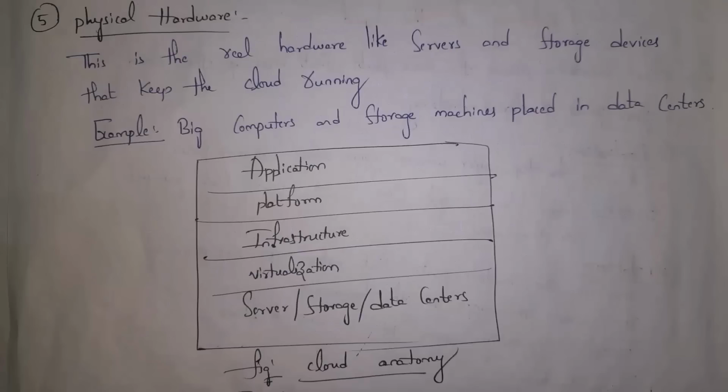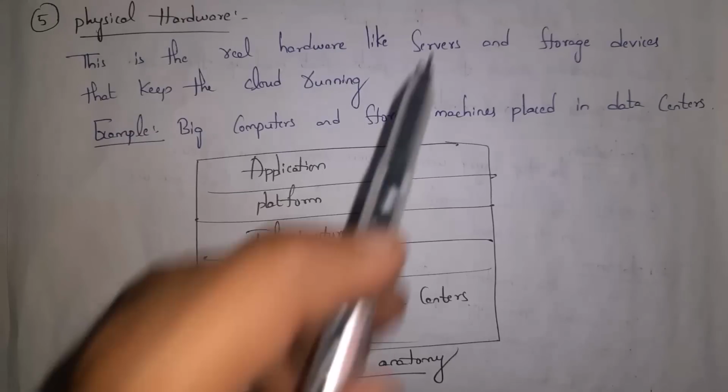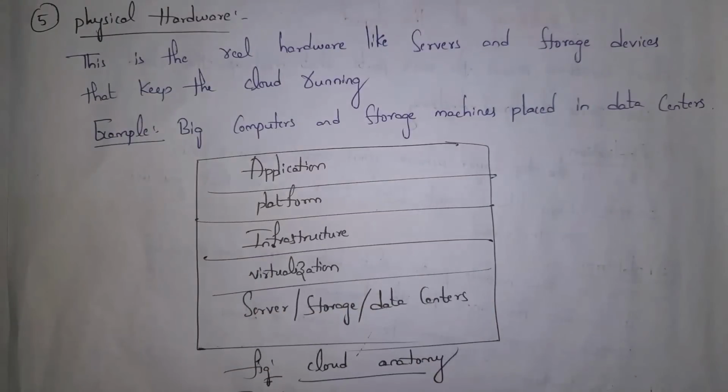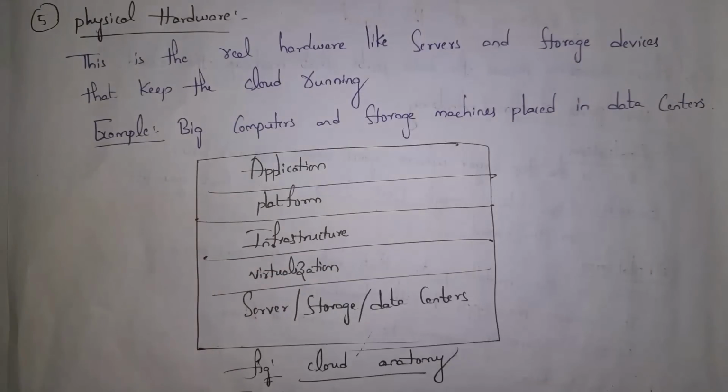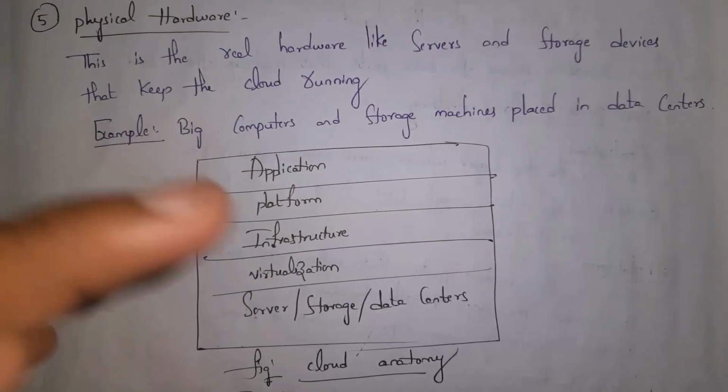And fifth one is physical hardware. Guys, physical hardware is nothing but real hardware like server and storage. Because of server and storage, cloud will work. Guys, in cloud, physical hardwares are present in data centers. So in cloud, big computers and storage machines are placed in data centers. This is all about anatomy of cloud.